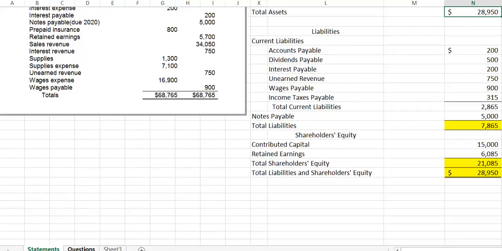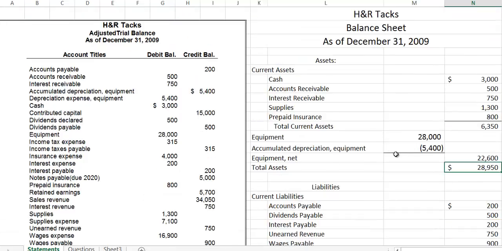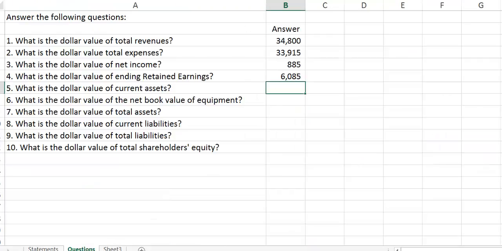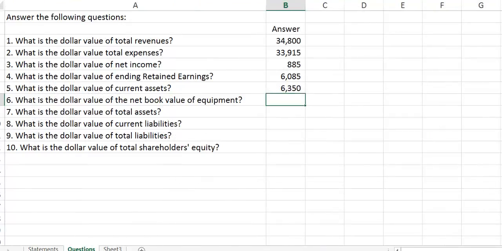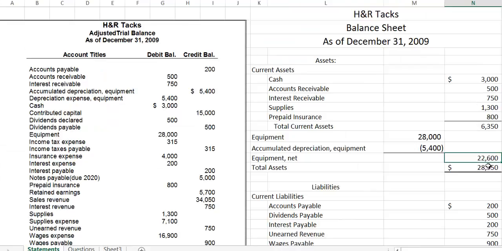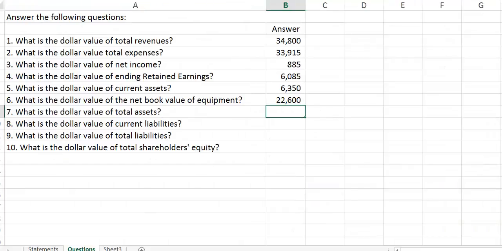So if we go back to our questions, they wanted to know what's your total current assets. We can say what that is from our statement. We know it's $6,350. So let's make sure that's in there at $6,350. The net book value of the equipment, we calculated that on our balance sheet. It's cost less accumulated depreciation, which gives us $22,600. So we'll just put that in there. Our total assets, we know, equals our total liabilities plus shareholders' equity, and we know that that's $28,950. So we can read these things right off the statements once we do them.